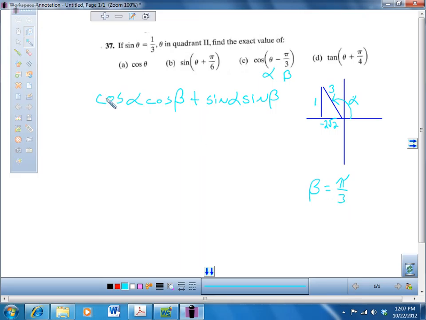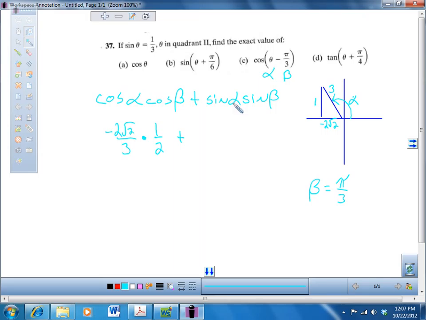And so then cosine of alpha, oh, alpha is theta. So cosine of alpha is negative 2 root of 2 over 3, right? You understand what I'm doing here? Okay. Cosine of beta is cosine of pi over 3. Anyone know what the cosine of pi over 3 is? 1/2. It's one of those.